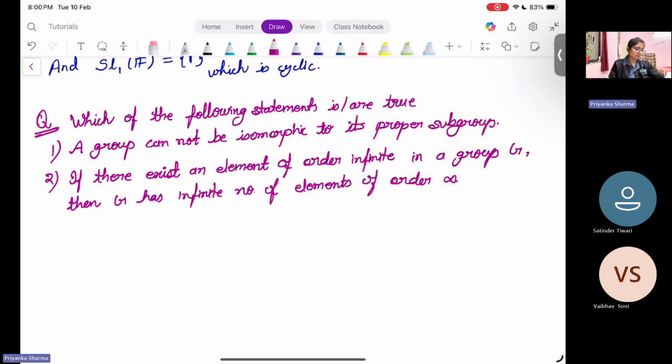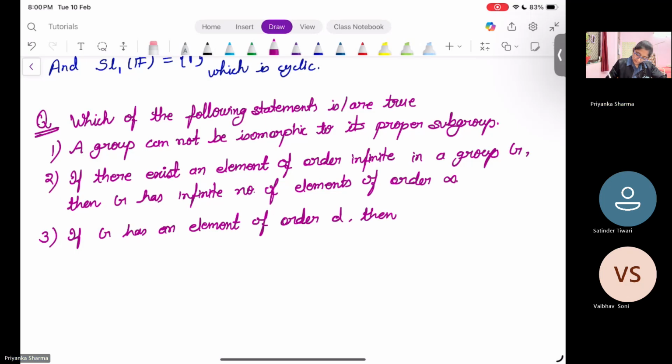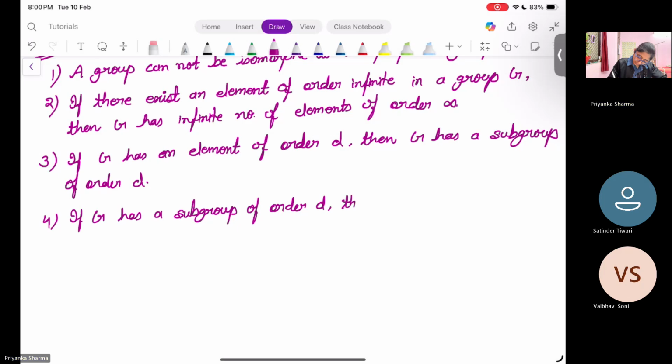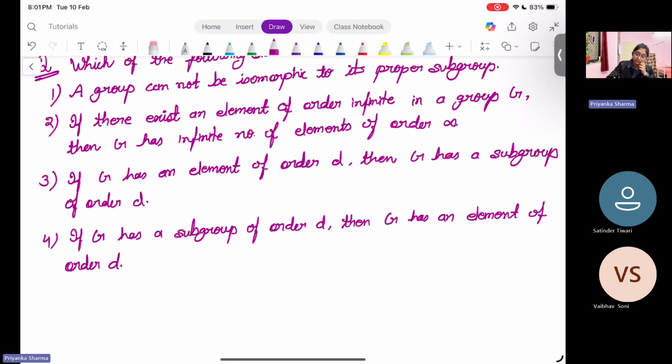You can have another statement. Third, if G has an element of order d, then G has a subgroup of order d, and fourth, the converse of statement 3, that is, if G has a subgroup of order d, then G has an element of order d. Okay, so let's do it.